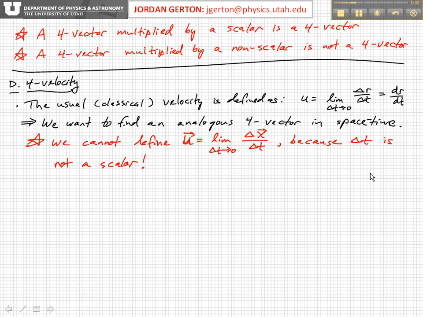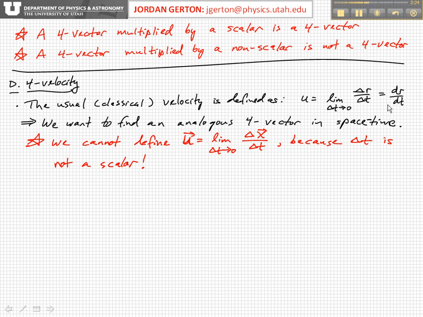Okay, so now we're going to discuss another particular 4 vector which is important in special relativity, and that's the 4 velocity. The usual or classical velocity in normal three-dimensional space is defined as the limit of a spatial displacement in time. For example, something moving from R1 to R2, the distance between them in normal space is delta R. And if that takes a time delta t, then as delta t goes to 0, that defines our instantaneous velocity u.